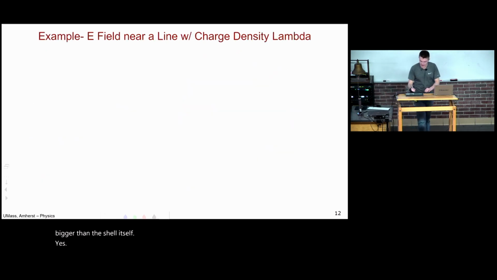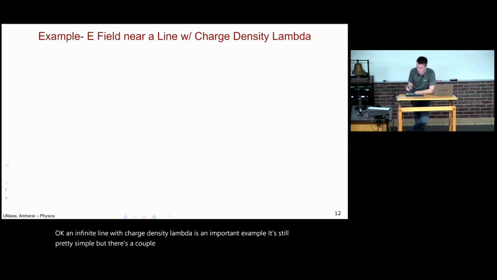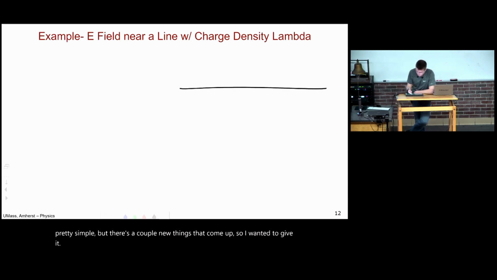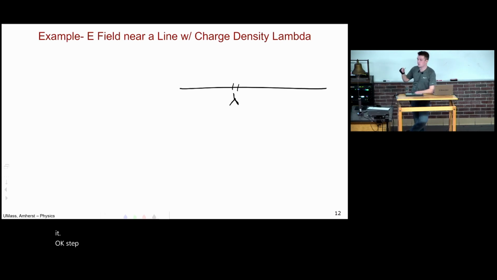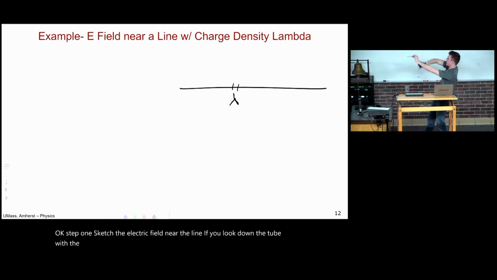Okay, an infinite line with charge density lambda. This is an important example. It's still pretty simple, but there's a couple of new things that come up, so I wanted to give it. Lambda. Okay, step 1, sketch the electric field near the line. If you look down the tube of the line, it sort of spikes outward from the line.